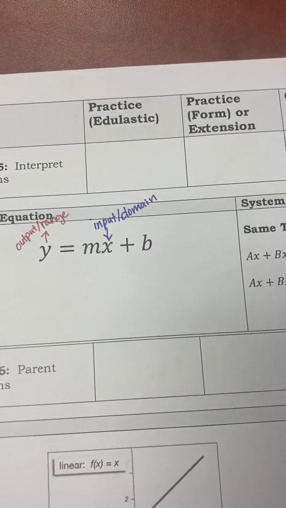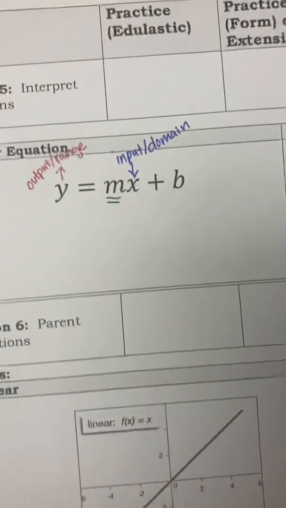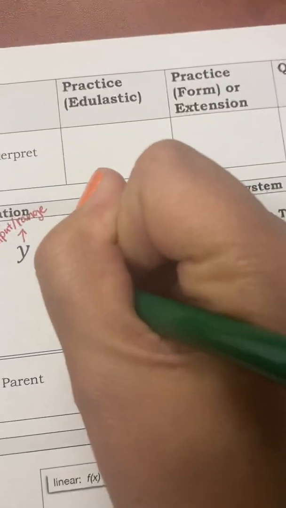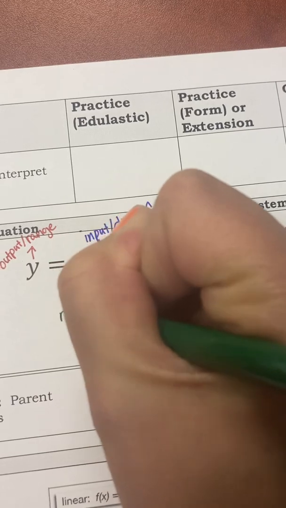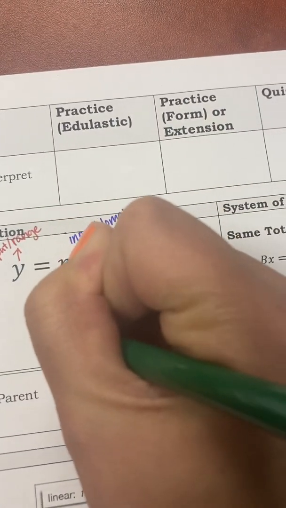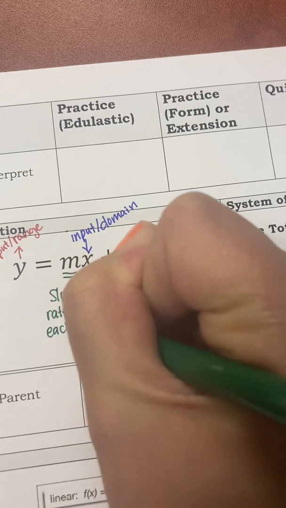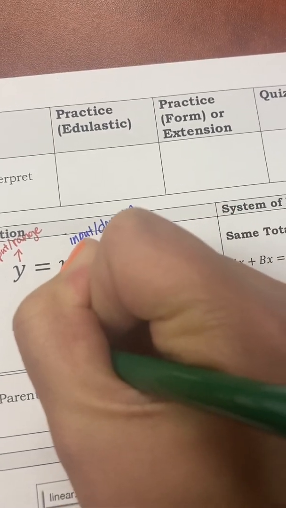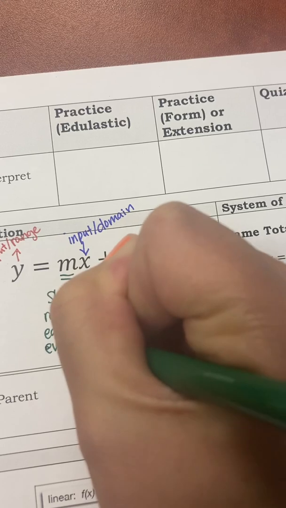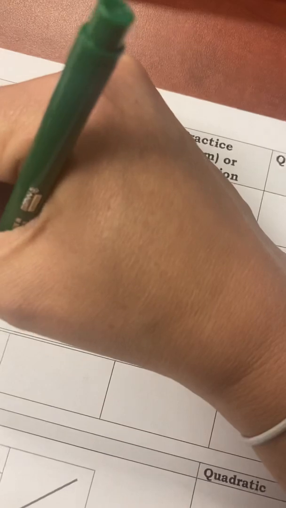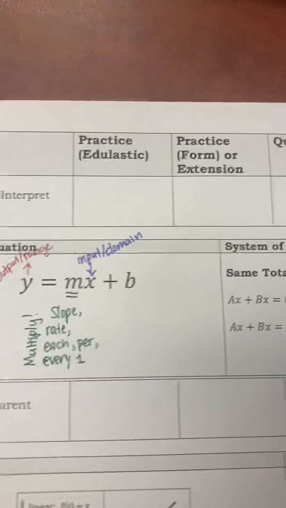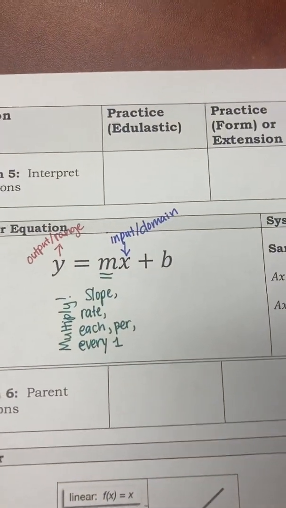Now the parts that we really need to make sure we know how to interpret are m. The m of y equals mx plus b is going to be slope, rate. It's going to have words like each, per, for every one. And it's also always going to multiply. So a rate always multiplies with x, with the input.